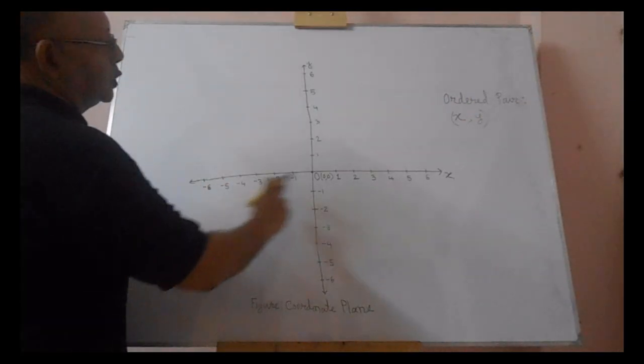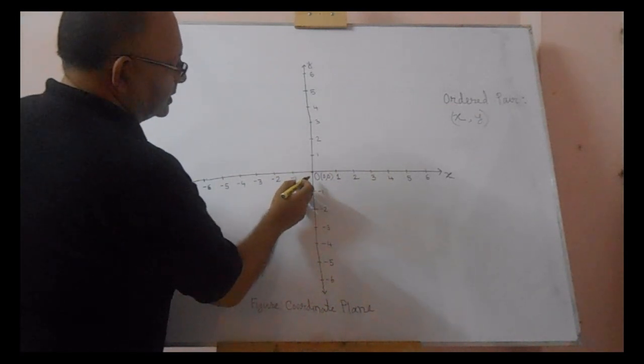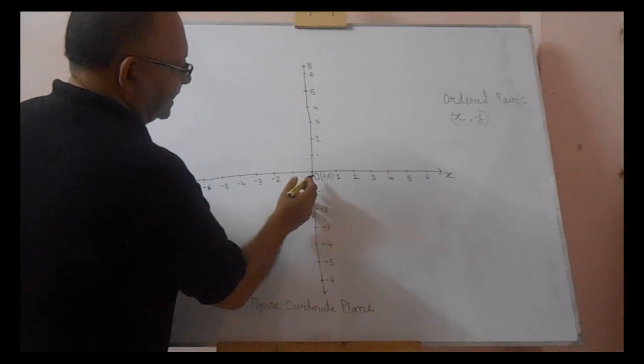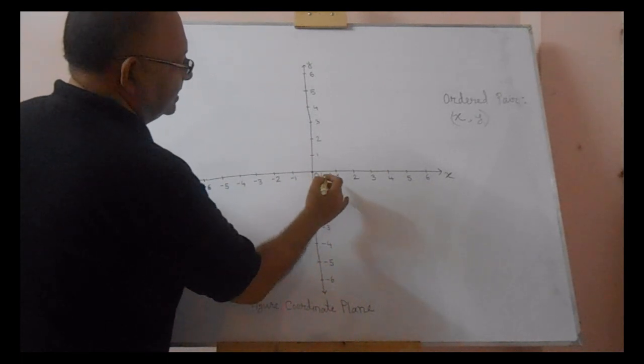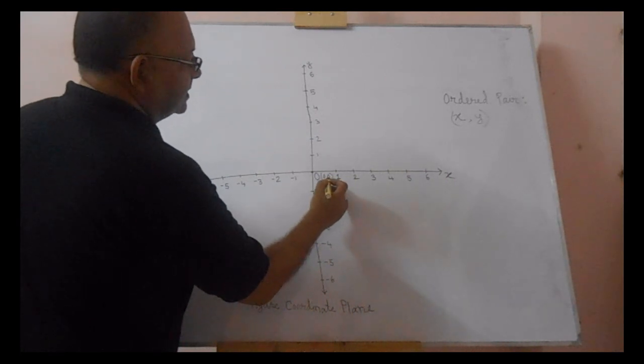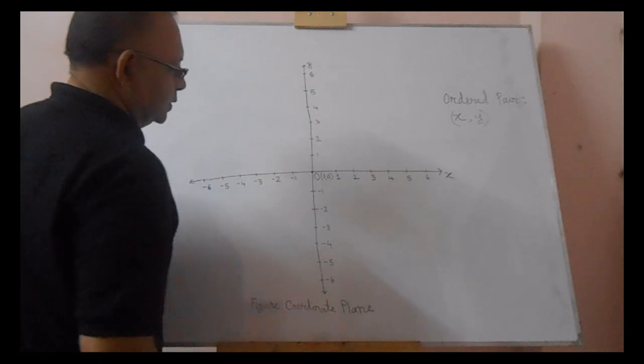The point where two axes intersect is called the origin and it is designated as O. The x-coordinate of the origin is 0 and the y-coordinate of the origin is also 0, and they are written as an ordered pair like this: (0, 0).